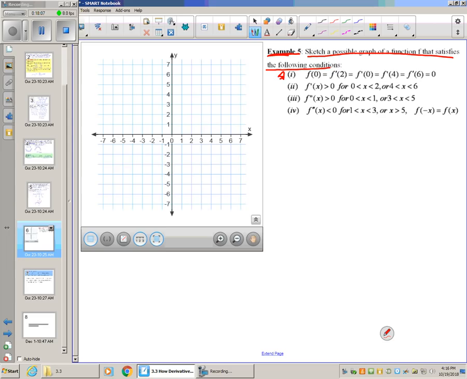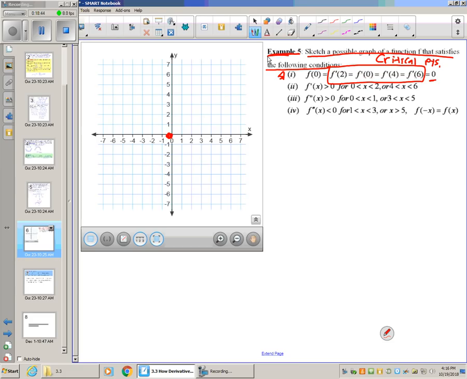The first part here, I, says that f of 0, as well as f prime of 2, f prime of 0, f prime of 4, and f prime of 6 equals 0. So from that, we got the point f of 0 is 0, so the point (0, 0) is going to be on the graph. But more importantly, look at every other number. All of these values plugged into the derivative is 0. Remember, those are critical points. And when our functions have critical points equaling 0, that's where our local max and mins occur.